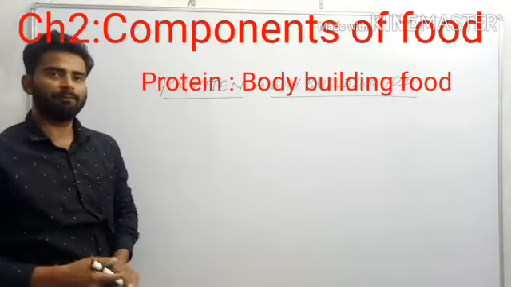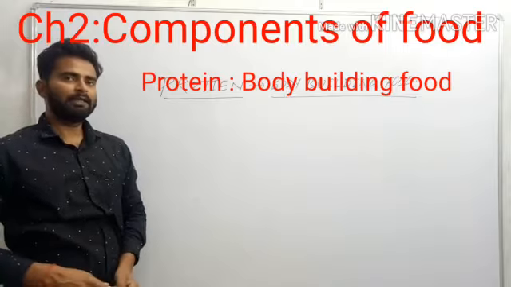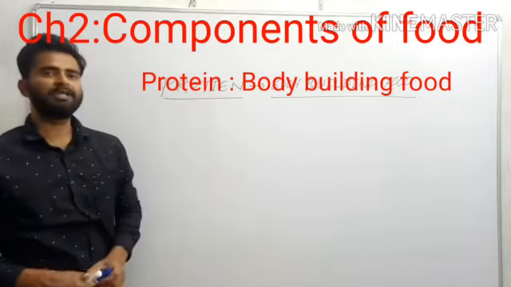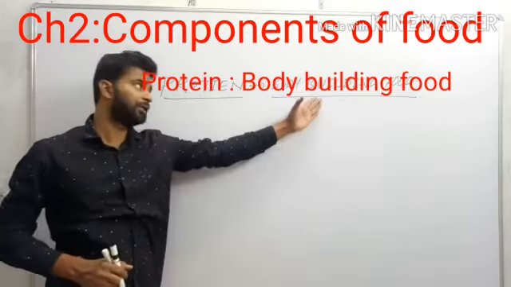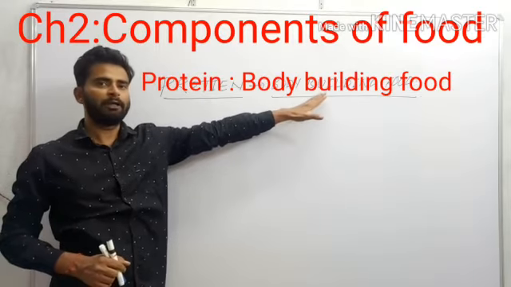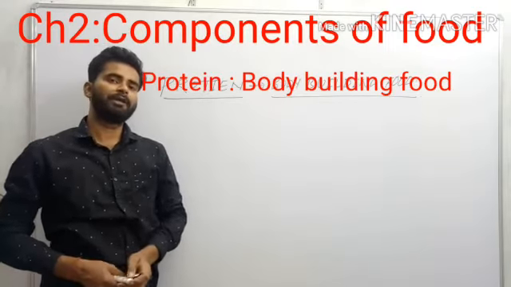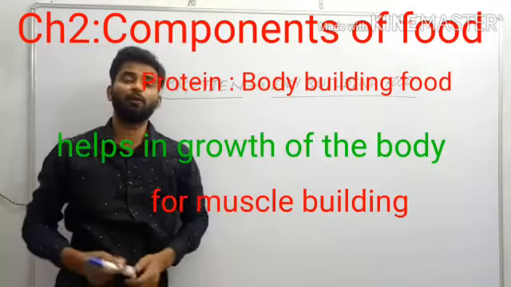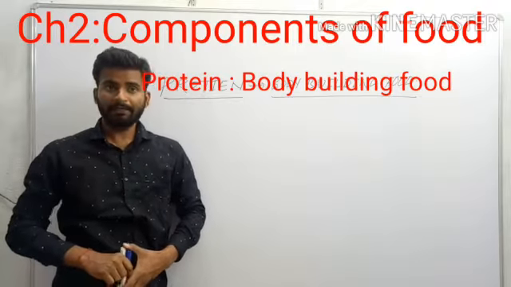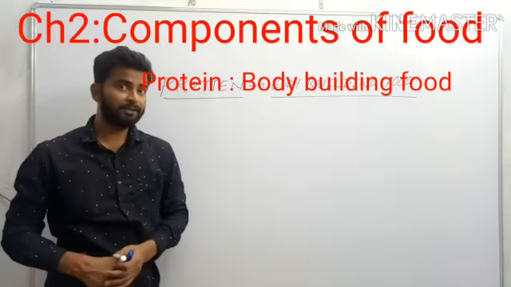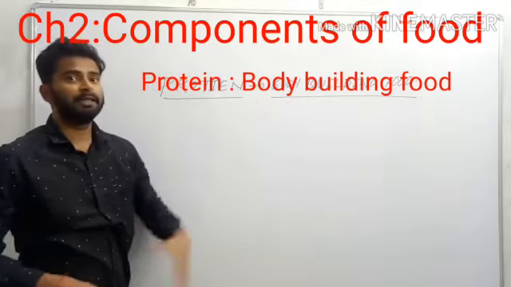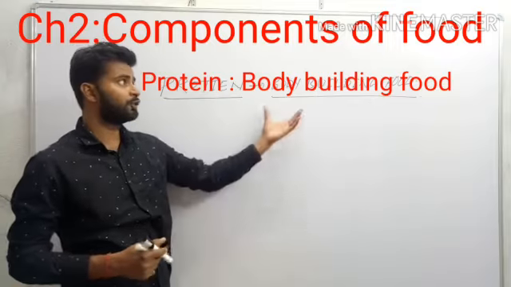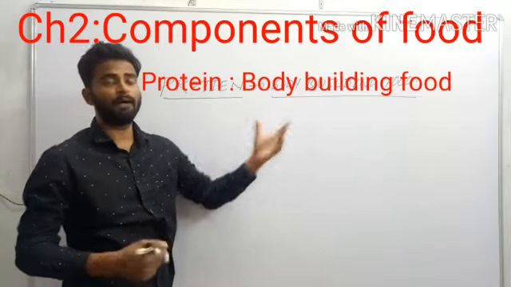The next component is protein. Protein is known as body building food. Protein is body building food because it builds our body and makes our muscles. Protein is very essential for growing children, because it helps in the growth of our body.